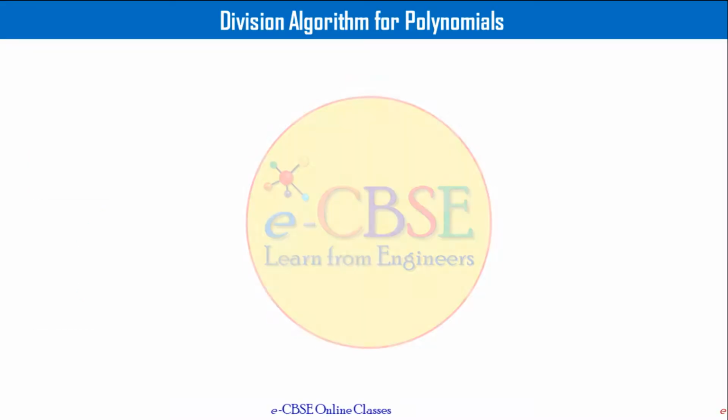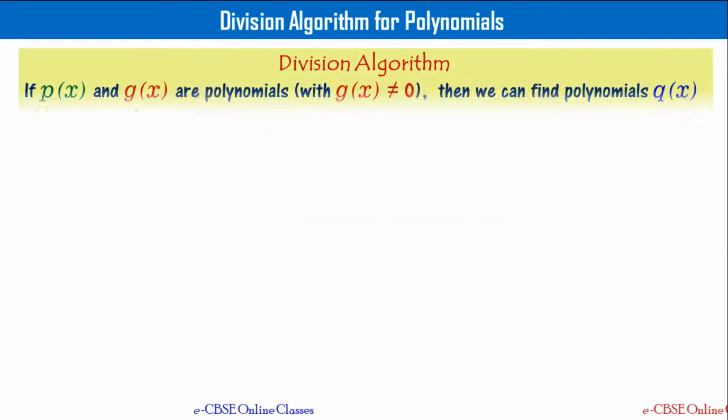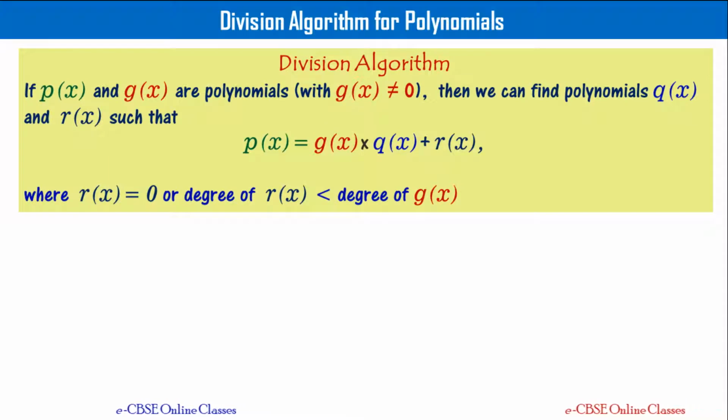Let us quickly recall division algorithm for polynomials. It suggests that if p of x and g of x are polynomials, then we can find polynomials q of x and r of x such that p of x can be written as g of x times q of x plus r of x, where r of x is going to be either 0 or degree of r of x is going to be less than degree of g of x. Please take a note of this.